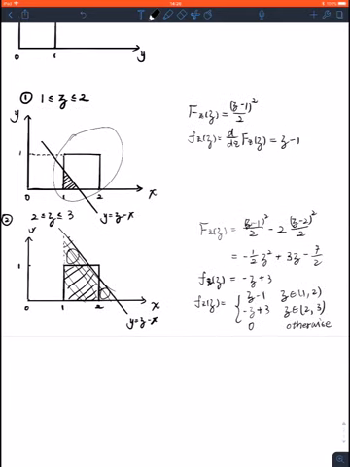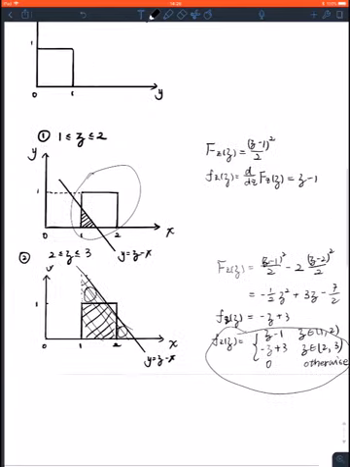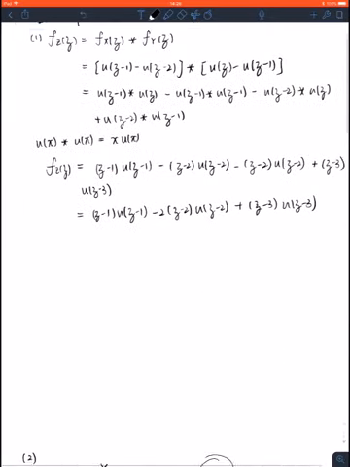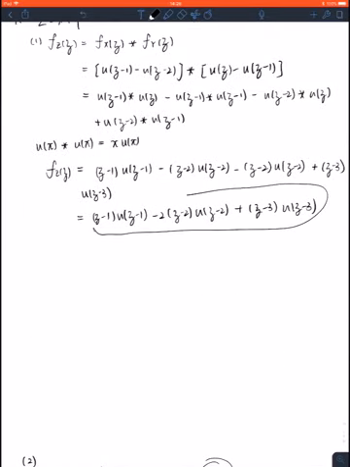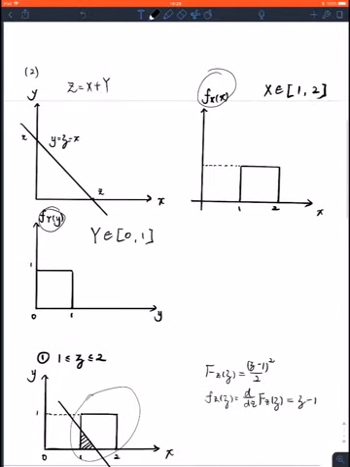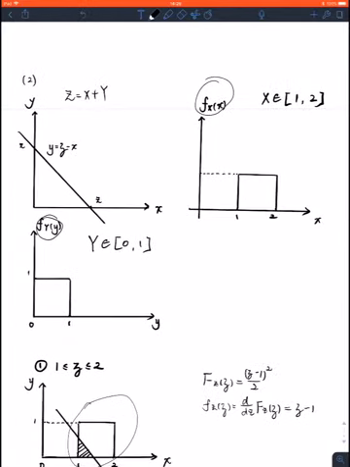Then, if we draw the picture of this function, it should be the same as the function we have already calculated in the first question. And that is the answer of the first problem. That's all. Thanks.